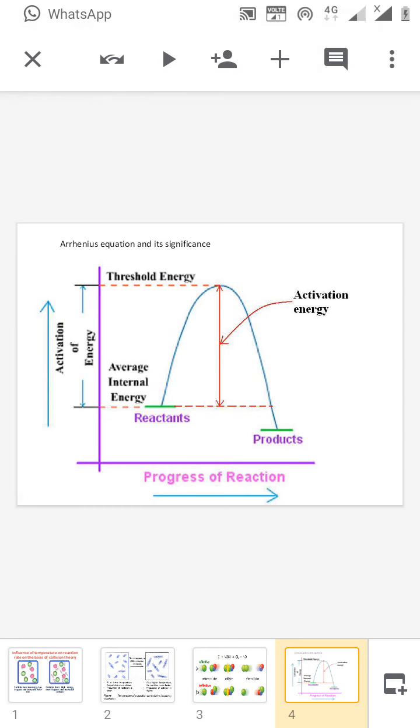By giving the activation energy we reach the threshold energy, and then the molecule will undergo the reaction, sometimes with formation of an intermediate. Then finally it will release its energy, break the bonds and form the product. This is the collision theory of the chemical reaction which occurs upon increasing the temperature. Thank you.